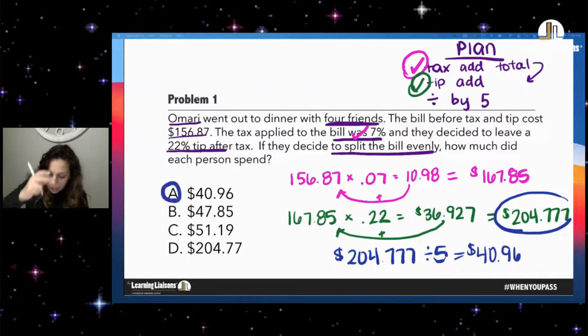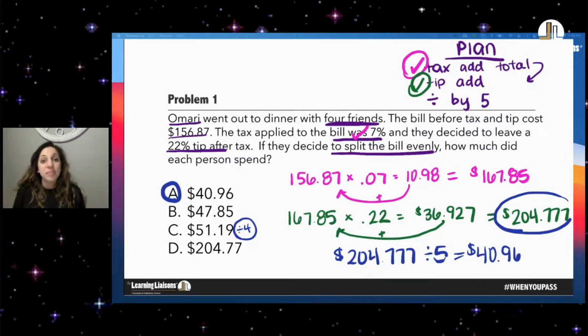$40.96, which is A. If I had divided it by 4 friends instead of 5 friends, I would have gotten $51.19. And you see that that's one of the answer choices. We have to make sure that we're interpreting the problem correctly, or we will get tripped up and they will have a trick answer choice in there for us. So make sure that we interpret that problem correctly so we don't get caught in their trap.